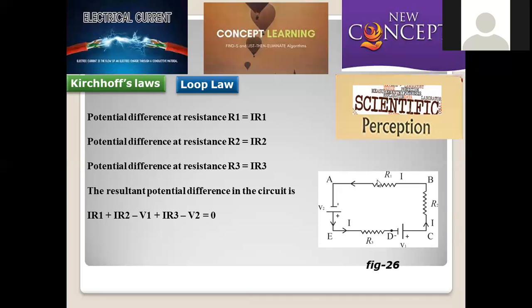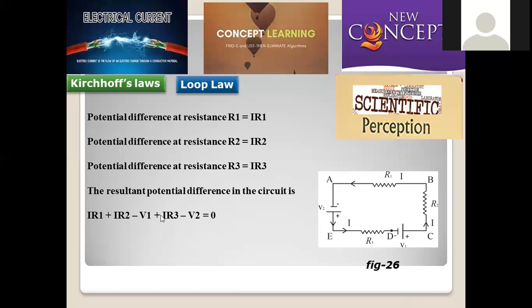Now the resistors we are considering. The R1 resistor potential difference is I into R1. The R2 resistor potential difference is I into R2. The R3 resistor, the value will be I into R3. This is very simple. Now, we have to go with the algebraic sum of all these. We have to combine all these terms. How can we? The total potential difference of the circuit is equal to IR1 plus IR2 plus IR3 minus V1 minus V2.